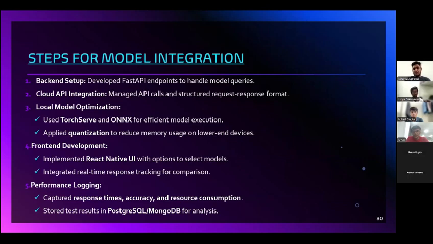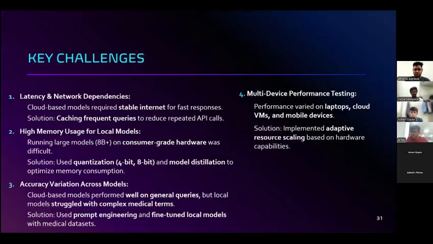So, steps for model integration. The backend was set up with FastAPI to handle model requests. For cloud APIs, we ensured structured and consistent request-response formatting. On the local side, we used TorchServe and ONNX to boost performance, along with quantization techniques to reduce memory usage. On the front end, React Native allowed us to give users a clean UI where they could choose models and track responses in real time. All test results like latency and accuracy were stored in databases like PostgreSQL and MongoDB for data analysis.